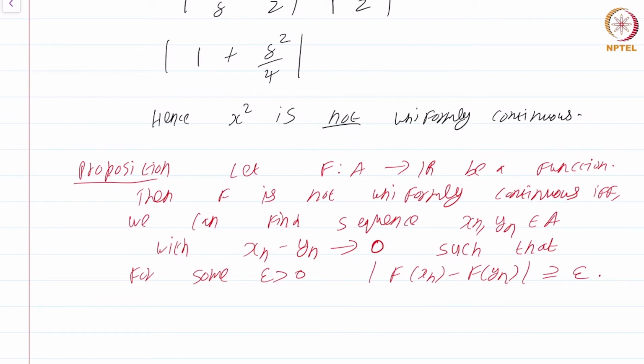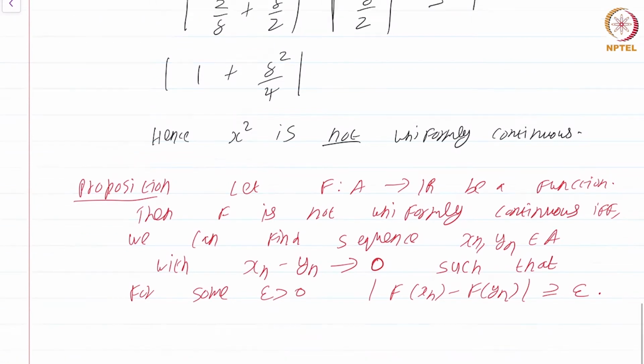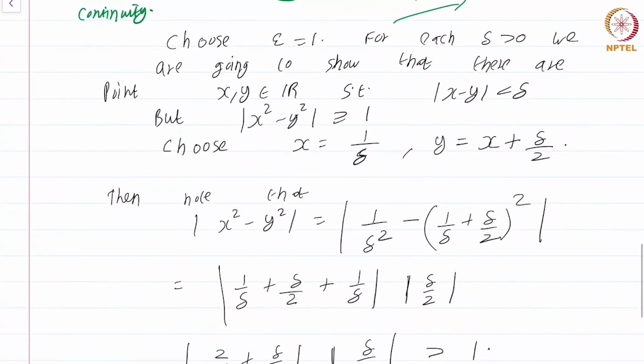You can find two sequences that get arbitrarily close to each other, which is captured by saying xn minus yn converges to 0, but nevertheless mod f of xn minus f of yn is always somewhat far away, at least epsilon distance away. Okay, so we have seen an example of a non-uniformly continuous function. This example sort of says that if you want to find a candidate point that allows you to defeat the epsilon delta definition for uniform continuity, you may have to go very far away.